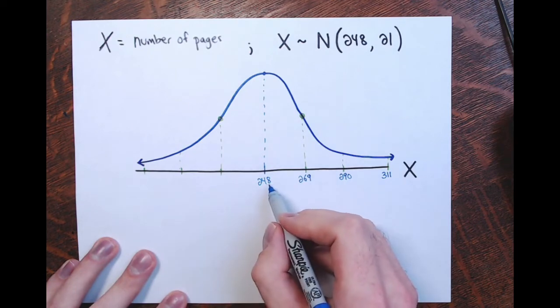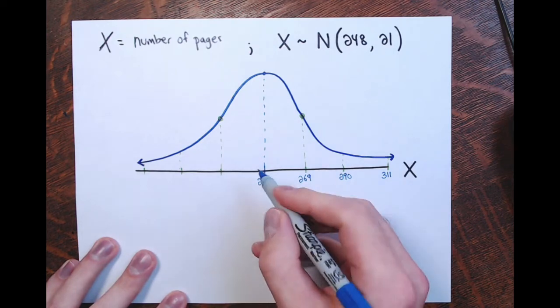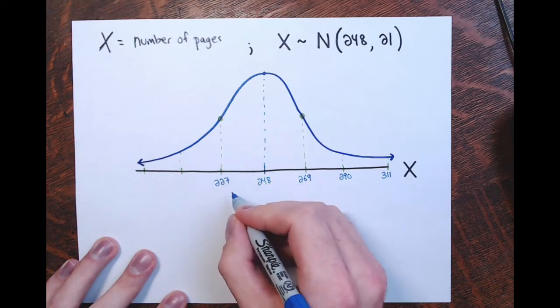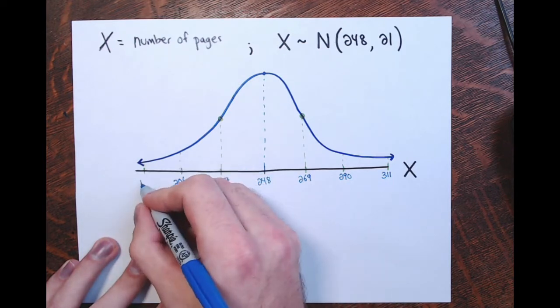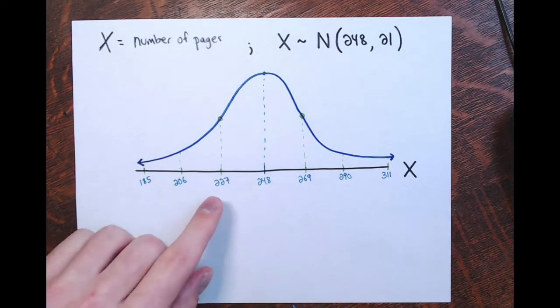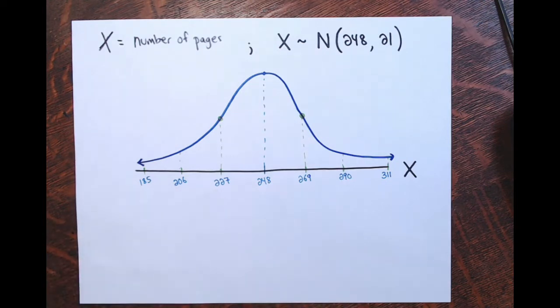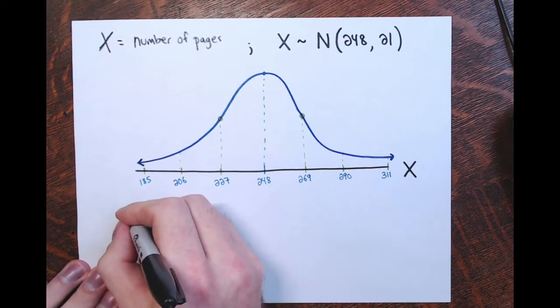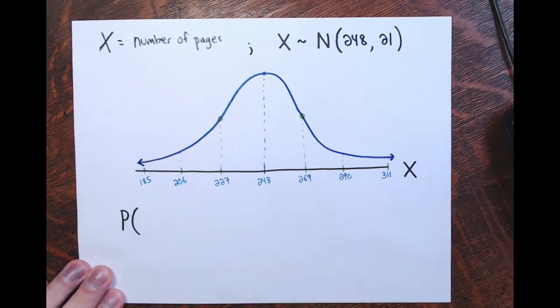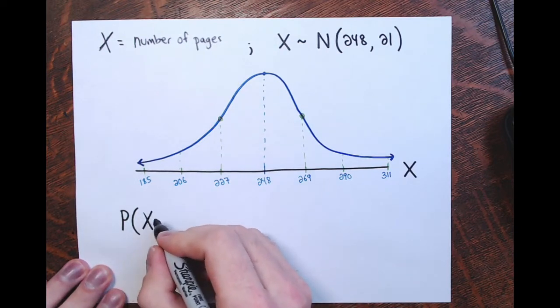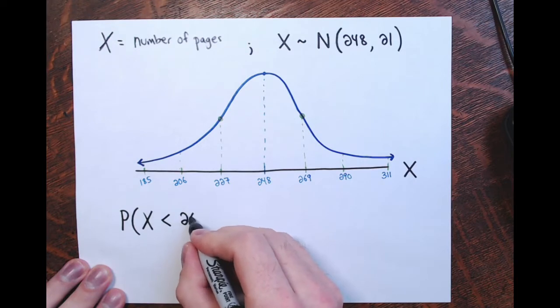Then below, 248 minus 21 would be 227. Minus 21 again would be 206. Then minus 21 again would be 185, right? That's again 1, 2, and 3 standard deviations below the mean. Okay, and we're asked for the following probability. What's the probability that if I pick a book at random on these bookshelves, a randomly selected book has less than 206 pages, so that x is less than 206.